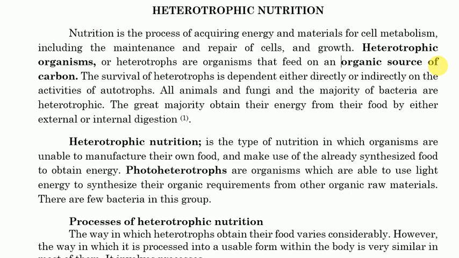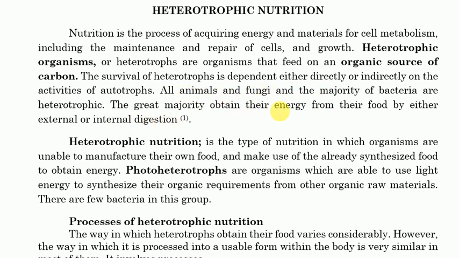So they are using the already made carbon in plants and even in animals, because different heterotrophs, baadhi wanakula plants, baadhi wanakula animals. Manake ni already made carbon. Now normally heterotrophs depend either directly or indirectly on photoautotrophs. Kwa hiyo tunasema kwamba the survival of heterotrophs is dependent either directly or indirectly on the activity of autotrophs. All animals and fungi and the majority of bacteria are heterotrophic.